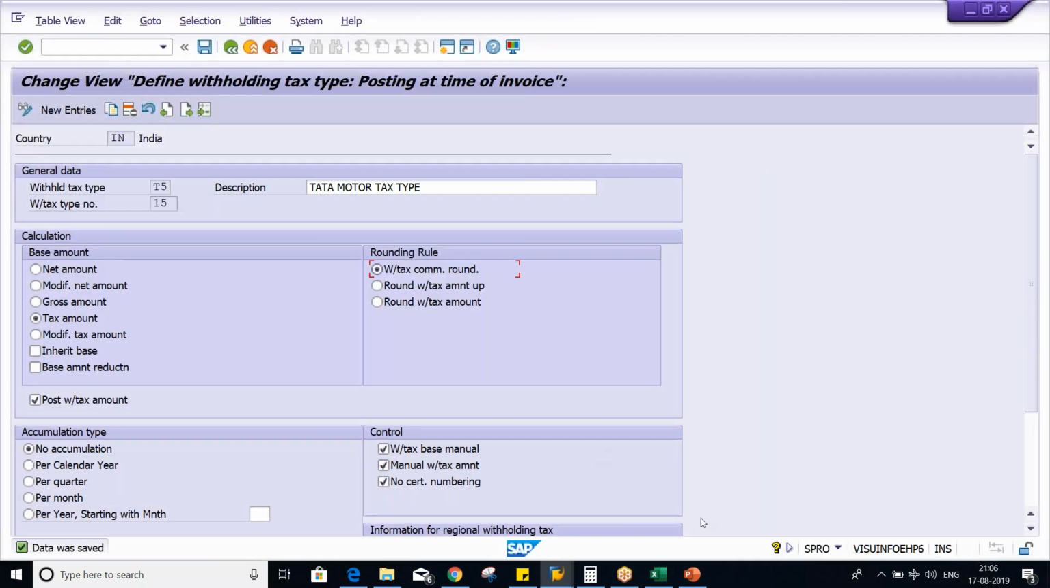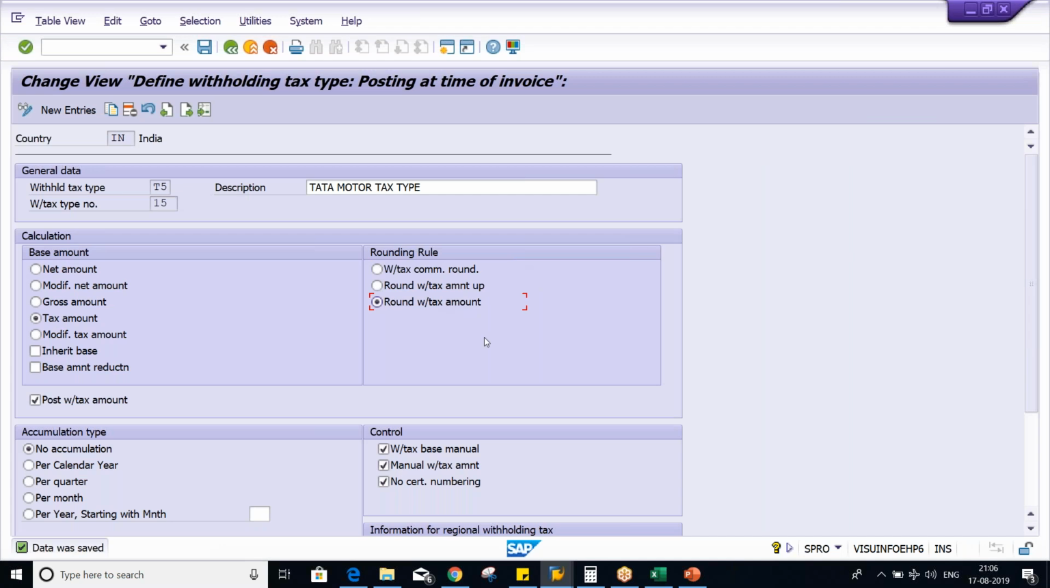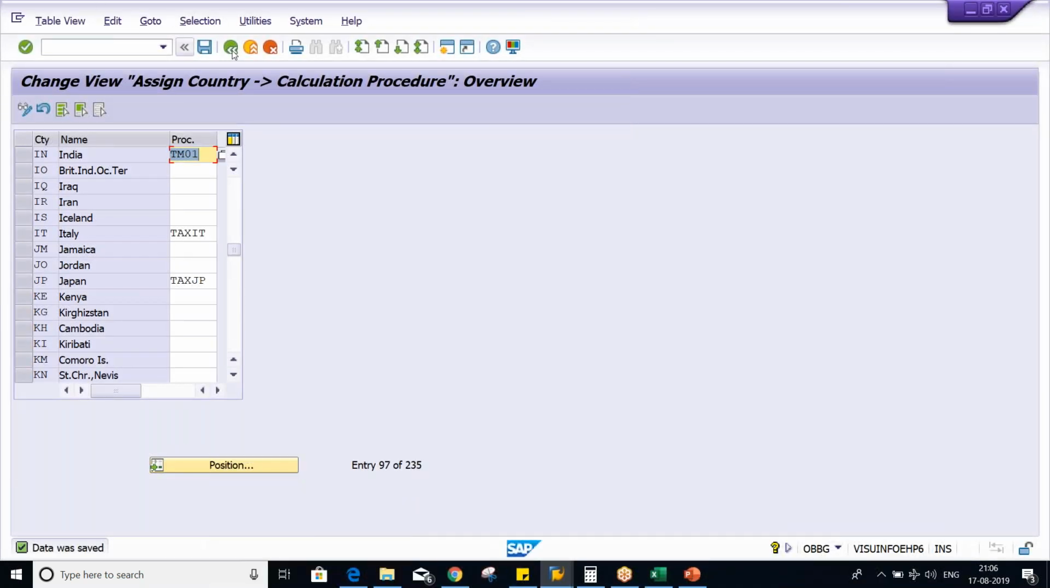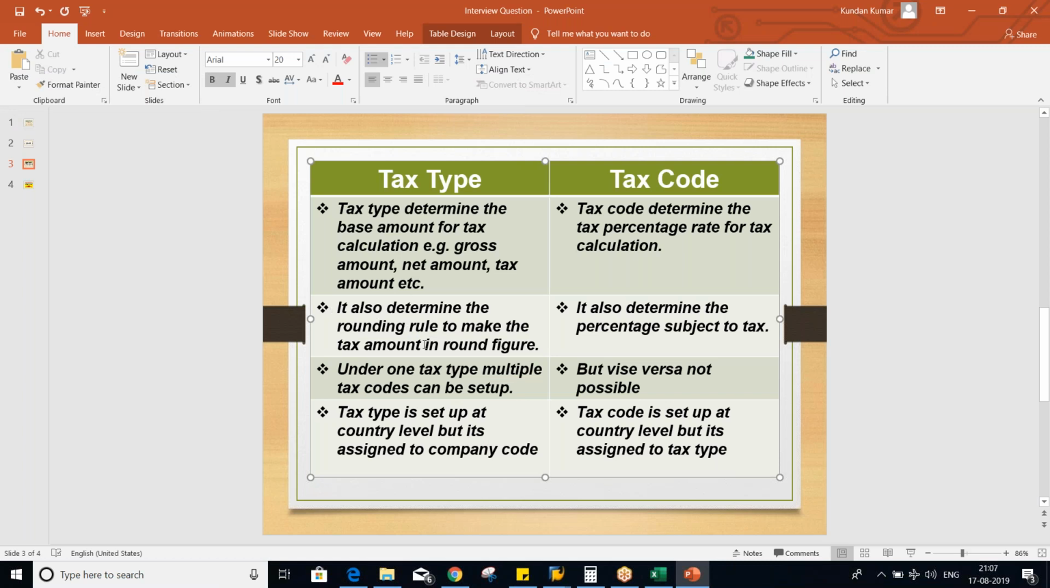And again the same thing here, round up in the sense amount up means whether it is this much 0.1 or 0.99, in every case system is going to add 1, and vice versa for amount down. So this rounding rule is also going to be determined by what, guys? It also determines the rounding rule to make the tax amount in round figure, right? Let me go back from this one. Okay, so now the second one is tax type determines the rounding rule to make the tax amount in round figure. Now what about the tax code, guys?